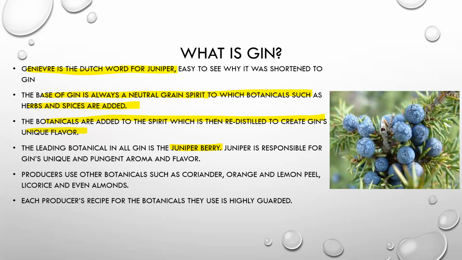The base of gin is always a neutral grain spirit to which botanicals, such as herbs and spices, are added. The botanicals that are added to the spirit, which is then redistilled to create the gin's unique flavor in a gin basket, basically on the column still. But the leading botanical is the juniper berry, and the juniper berry is responsible for the pungent aroma and flavor. Producers use other botanicals such as coriander, orange, lemon peel, licorice, even almonds on occasion. And each recipe is highly guarded and unique to each house.